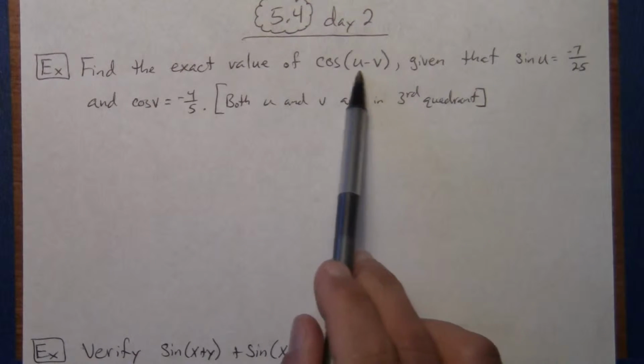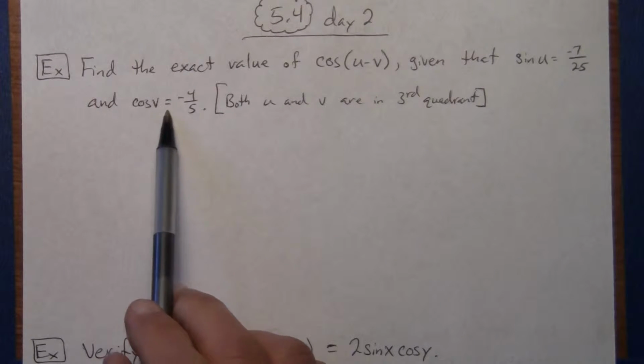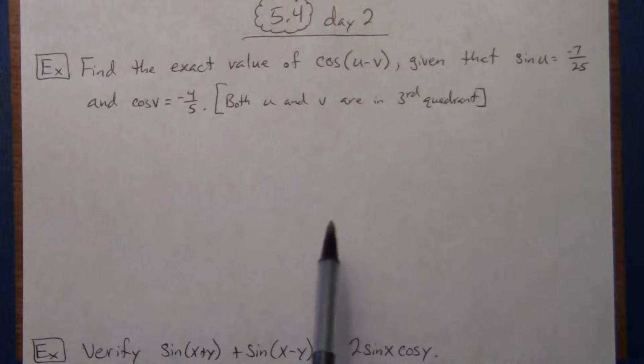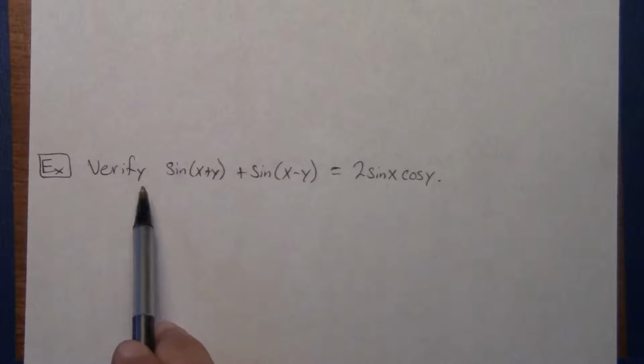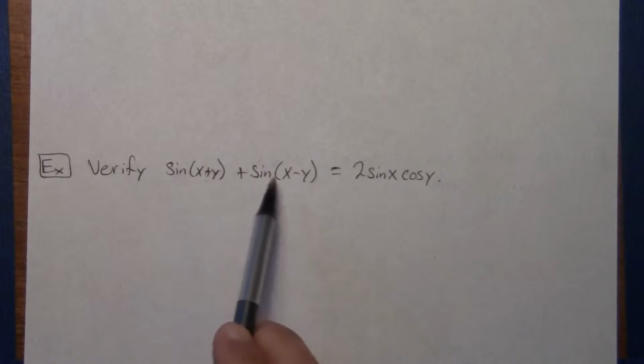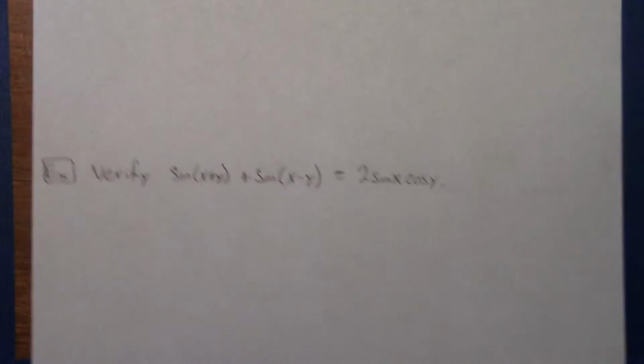Find the exact value of the cosine of u minus v, given that the sine of u is negative 7/25, cosine of v is negative 4/5, and they're both in the third quadrant, u and v. Then we are going to get a verifying problem, so being able to recognize that this is a sum and difference, and being able to expand it out and eventually simplify it to that.